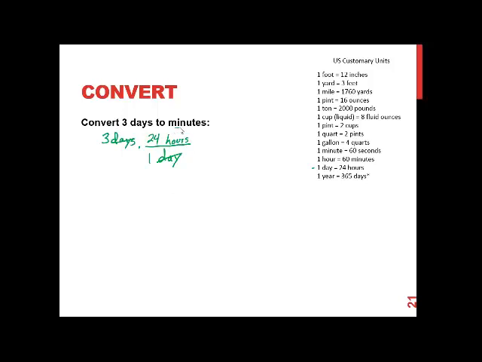So did I get where I wanted? I want minutes. I'm not quite there yet. So let's see if we can convert hours to minutes. Now again, I've got hours in the numerator. I want to get rid of them, so I'm going to put hours in the denominator, and I'll put minutes in the numerator. Now my hours and hours divide out. I'll put 60 there. And now I have 3 times 24 times 60 equals 4,320, and then minutes is the only unit left. So we have used unit fractions to convert 3 days to an equivalent number of minutes.